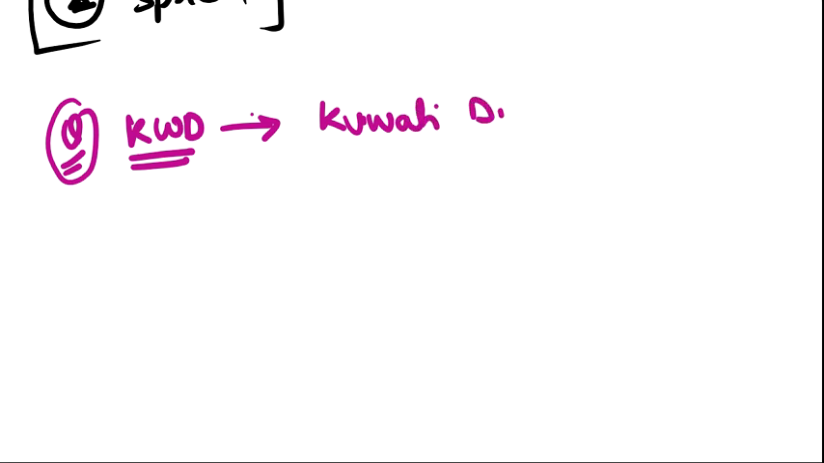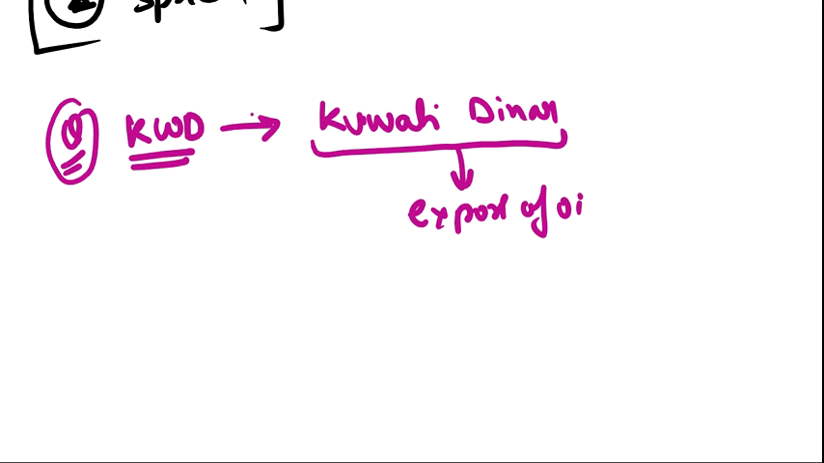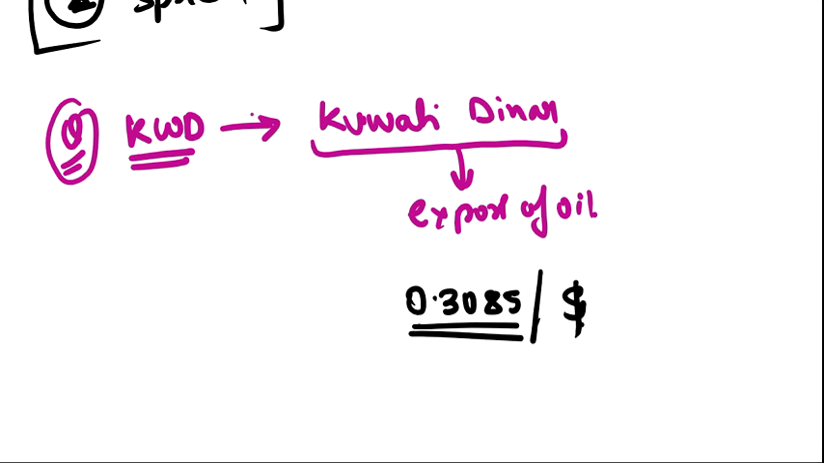Write down Kuwaiti dinar. Why is their economy strong? Because of the export of oil. Clear? So if you want to know the amount, it is like 0.3085 per USD. For 1 USD, you are going to get only this much Kuwaiti dinar. So you can see that it's close to 3.5 times of the dollar.